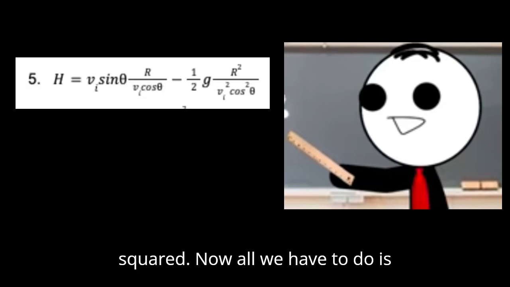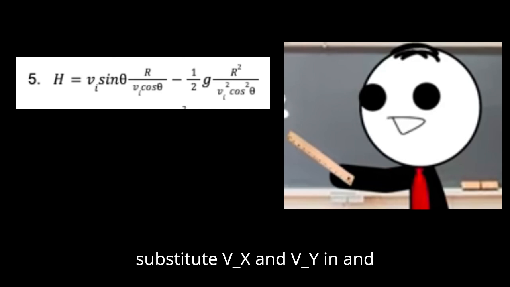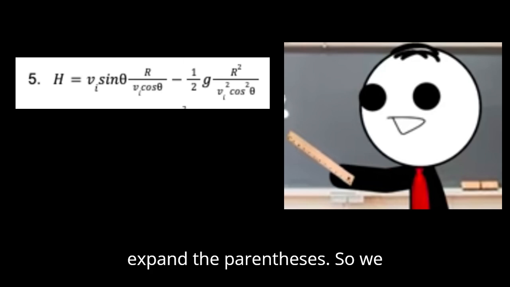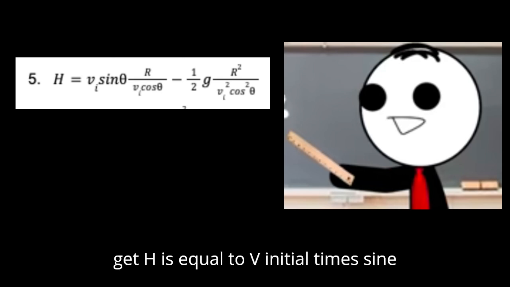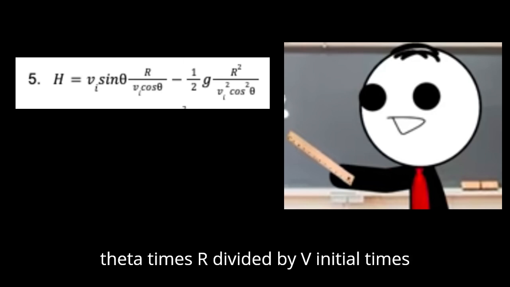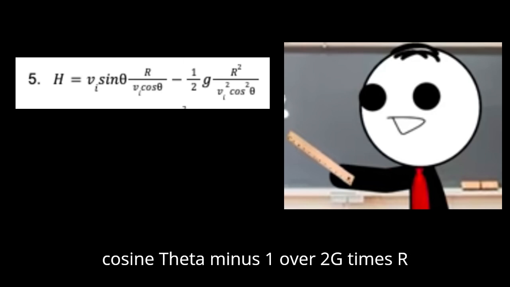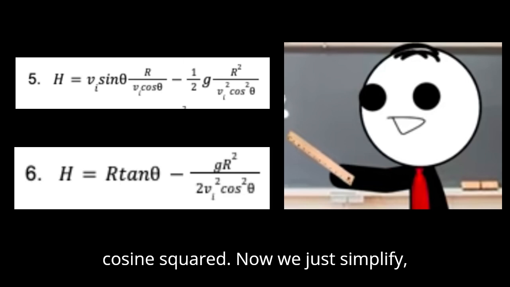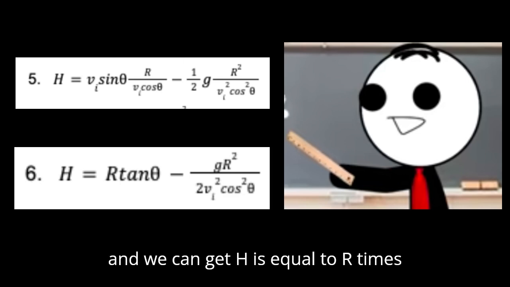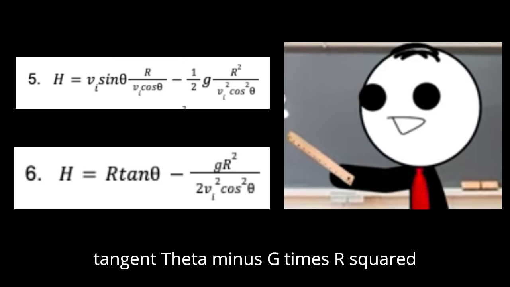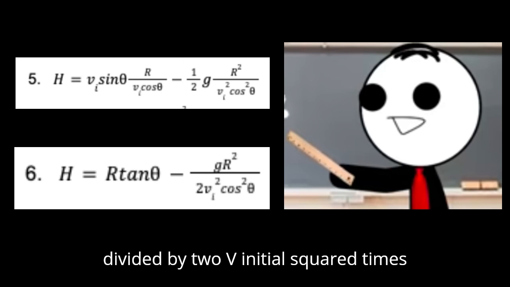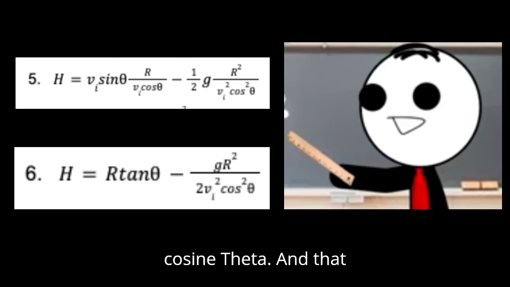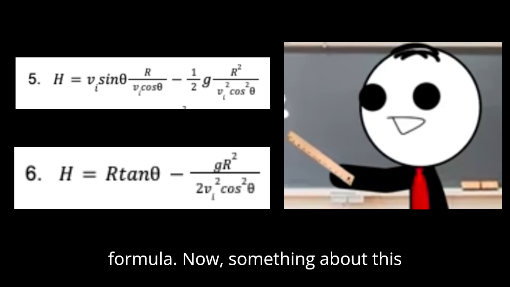Now all we have to do is substitute vx and vy in and expand the parentheses. So we get h is equal to v initial times sine theta times r divided by v initial times cosine theta minus 1 over 2g times r squared over v initial squared times cosine squared. Now we just simplify and we can get h is equal to r times tangent theta minus g times r squared divided by 2 v initial squared times cosine theta. And that concludes how you derive the trajectory formula.